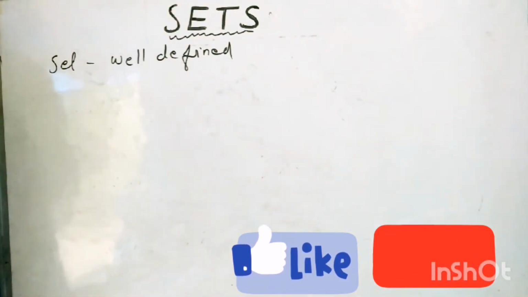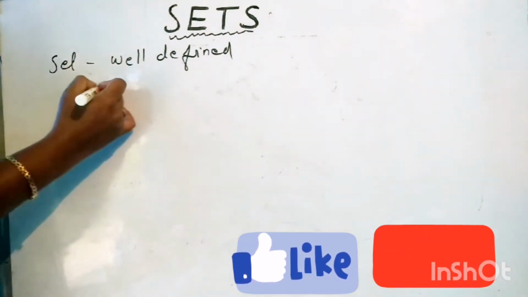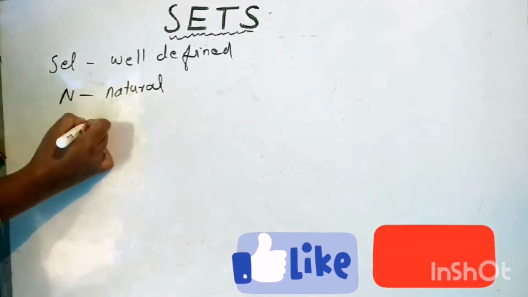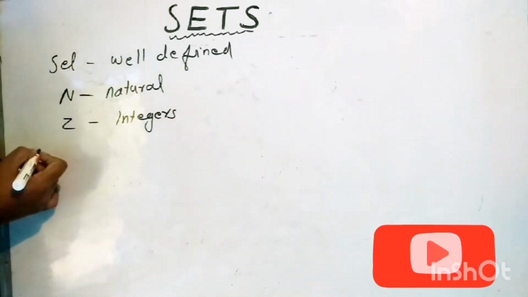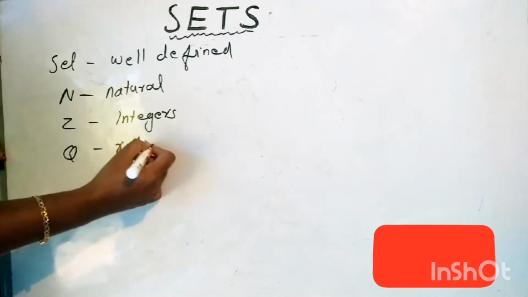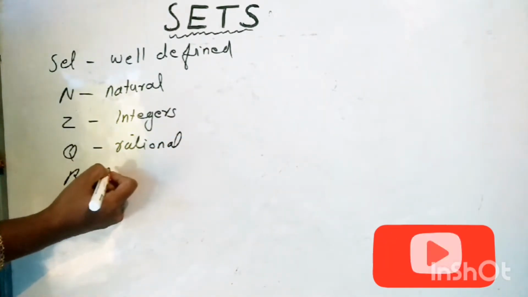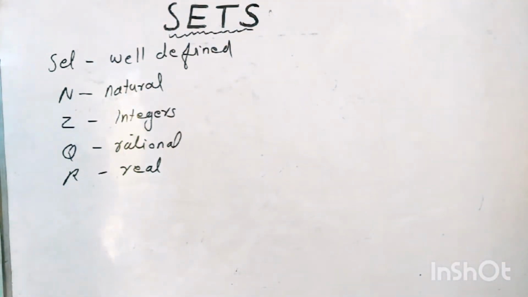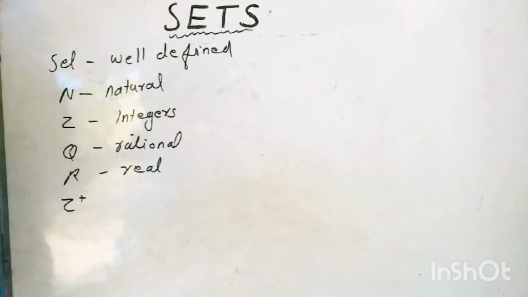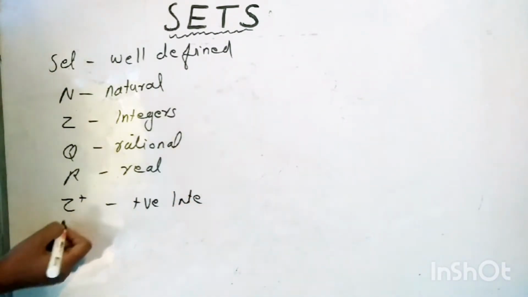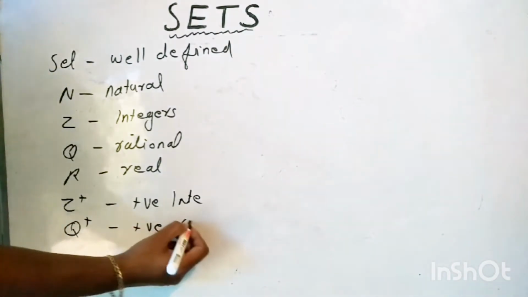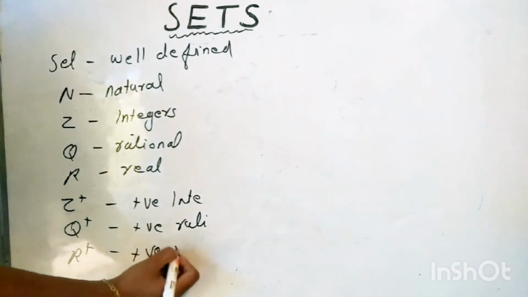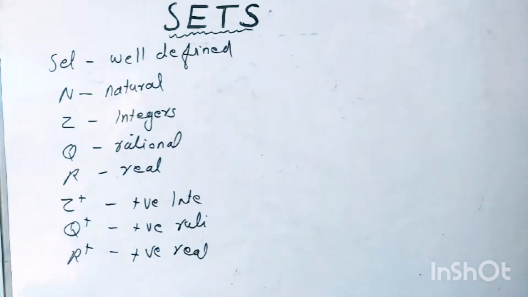Example, in mathematics, capital N is the set of natural numbers. Capital Z is the set of integers. Capital Q is the set of rational numbers, and capital R is the set of real numbers. If you have Z plus, it means the positive integers, Q plus means positive rational numbers, and R plus means positive real numbers. These are some mathematical examples of sets.